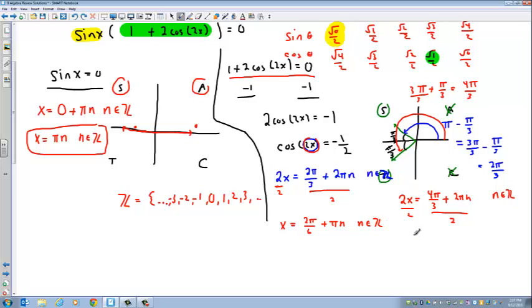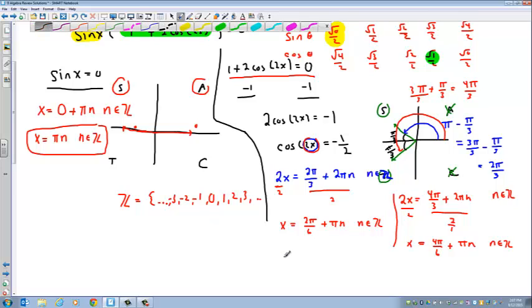Over on this side, you're going to get x on the left is equal to, when you divide by 2, again, you could think about this like multiplying by the reciprocal. The reciprocal of 2 is 1/2. So you're multiplying this by a half and this by a half, so you're going to get 4 pi over 6, and then plus pi n, and again, n is an integer. And we can simplify these a little bit more. So this one on the left, x will be equal to, the 2's will cancel, and you get pi over 3 plus pi n. N is an integer.